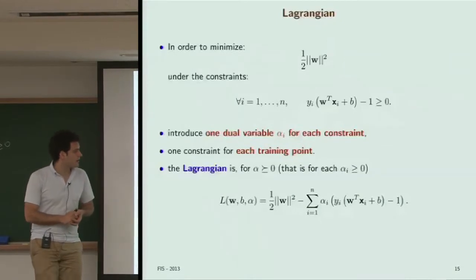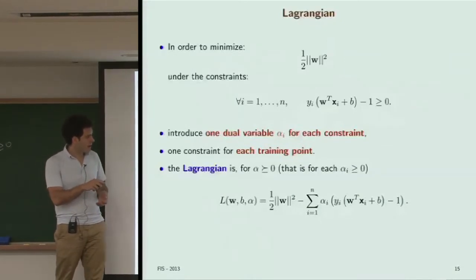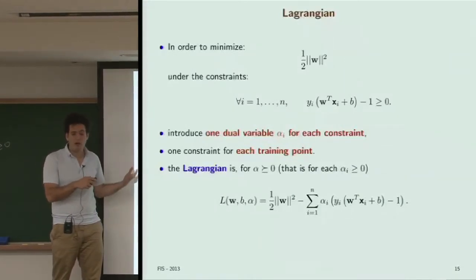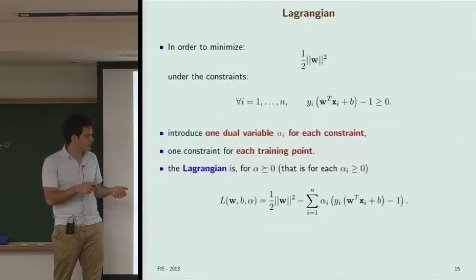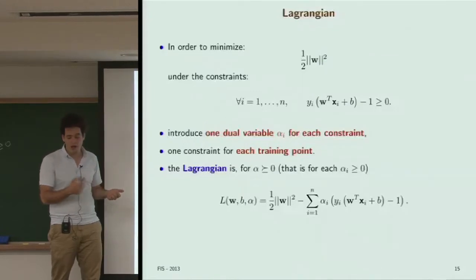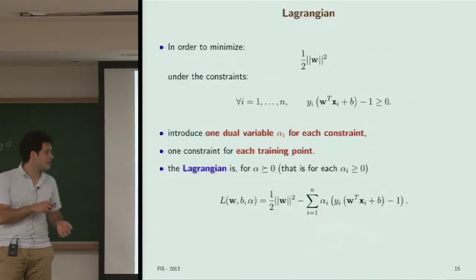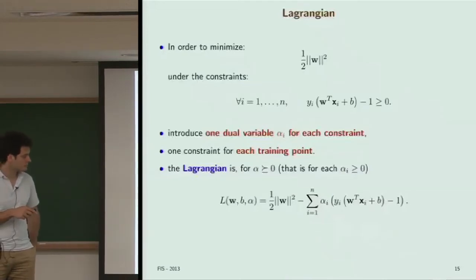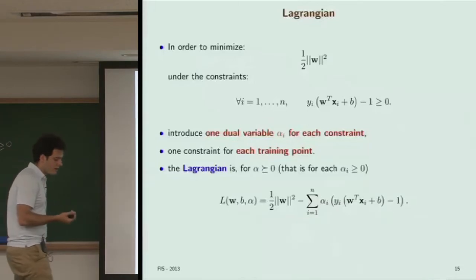So let's recapitulate. We have to minimize here. I just put 1/2 here because it's usually a bit easier afterwards, but minimizing the norm of W or the square or the 1/2 is the same. So we're minimizing half of the norm of W under those constraints.